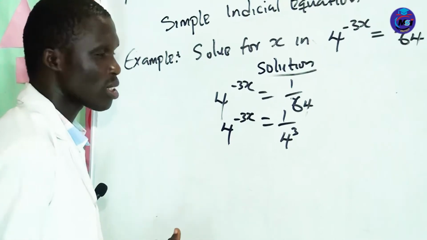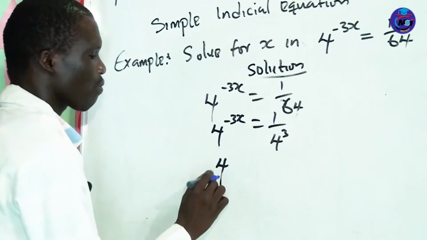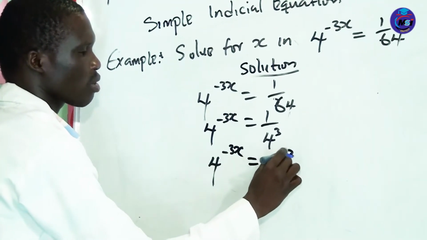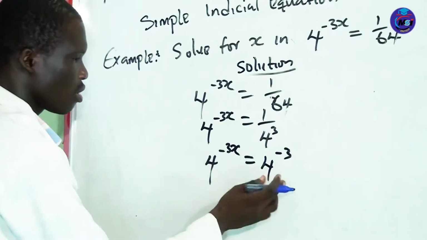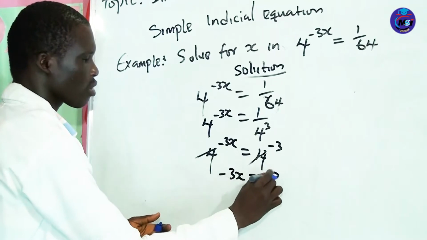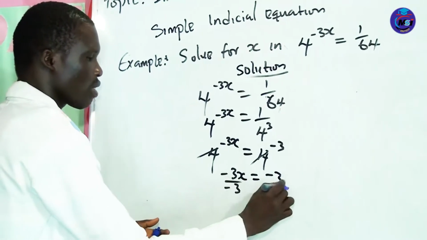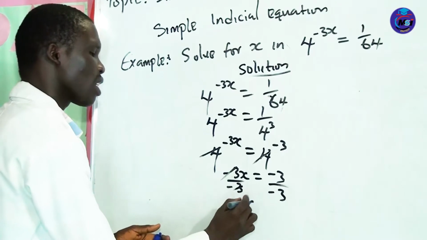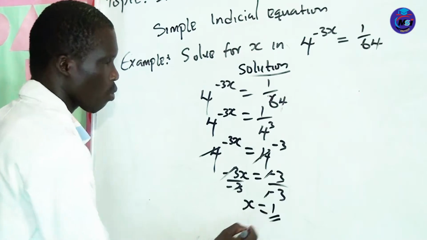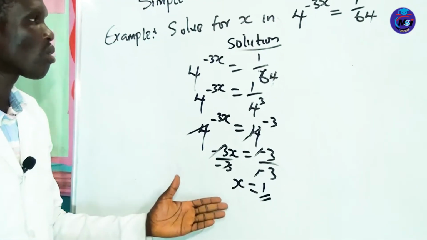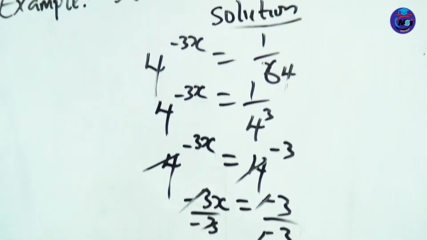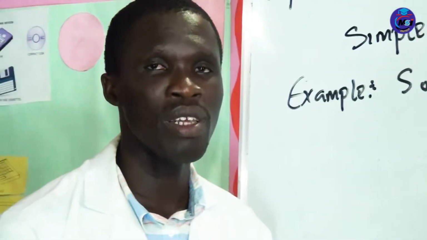That is why you need to understand each law. So we have 4 raised to the power minus 3x. This one will give us 4 raised to the power minus 3. Now you can see that 4 is here, 4 is here. We have minus 3x equals to minus 3. Divide both sides by minus 3. This cancels this. X will give us 1, since minus 3 divided by minus 3 is 1. So this is what we call simple indicial equation, and we can call it exponential equation. I believe you understand it.